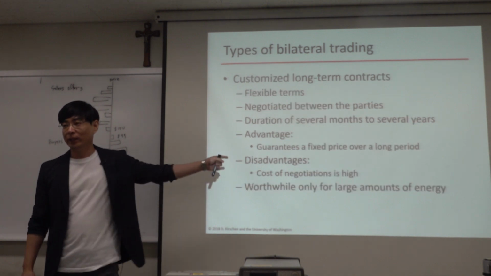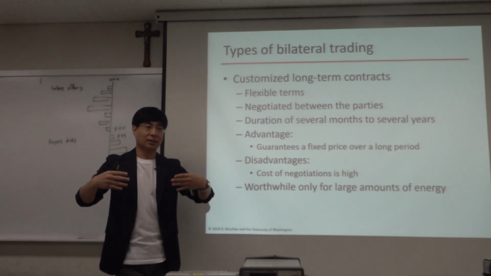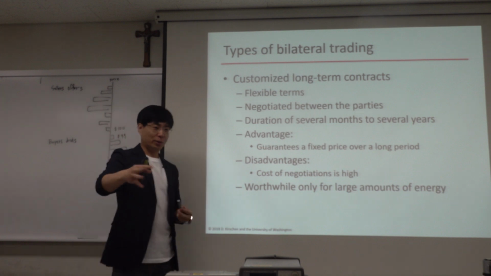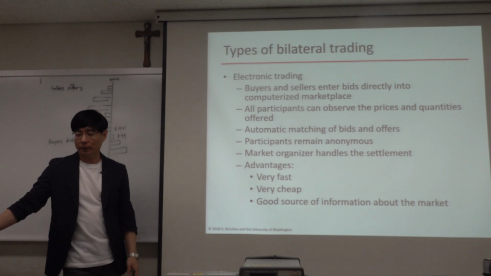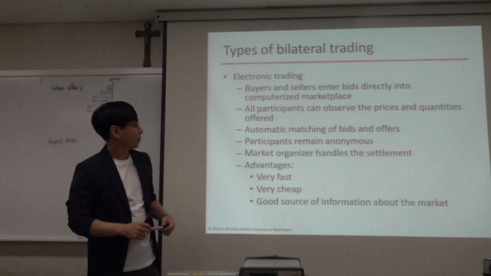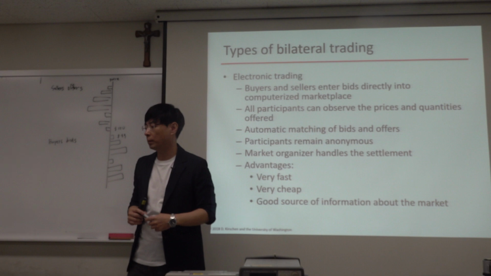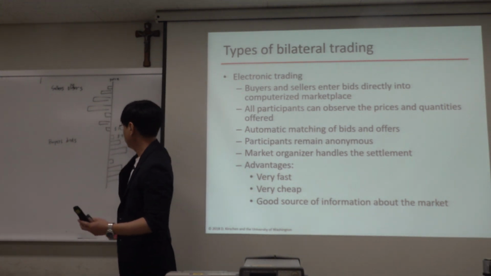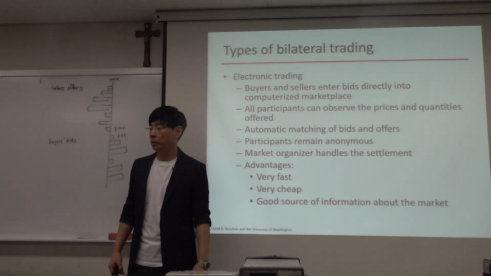Here, two guys representing each party need to meet and negotiate. Hey, sell it at a cheaper price. No, buy it at a higher price. Let's negotiate, blah, blah. But in this case, we don't have that. And so the price in this electronic trading is a good source of information about the market. Every market participant can watch the price fluctuation, so this is a kind of source of information about the market.